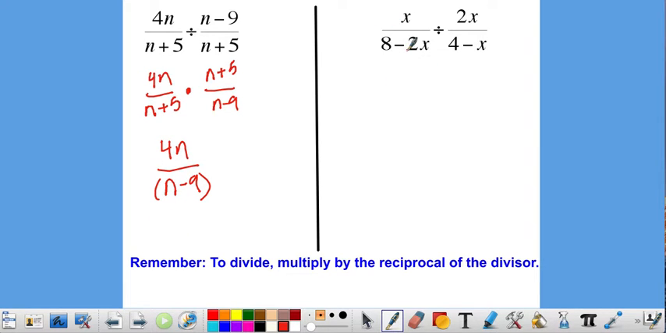If you want to pause the video and just try this one on your own and see how you do, it might not be a bad idea. But otherwise, we're just going to fire away at it.